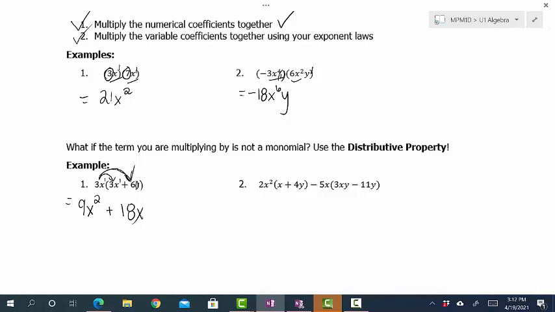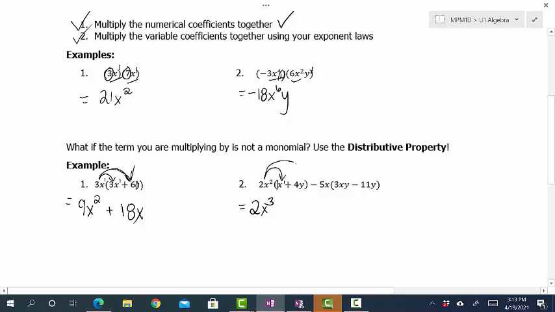Let's look at number 2. Again, I'm going to do distributive property. So 2x squared times x. Remember that's an exponent 1, and technically there's a numerical coefficient of 1 in front of that as well. Again, when there's not a numerical coefficient there, it's assumed that it's 1. So 2x squared times 1x to the power of 1. Multiply the numbers together first, so 2 times 1 is 2. Then multiply x squared times x to the power of 1. So keep the base, add the exponents.